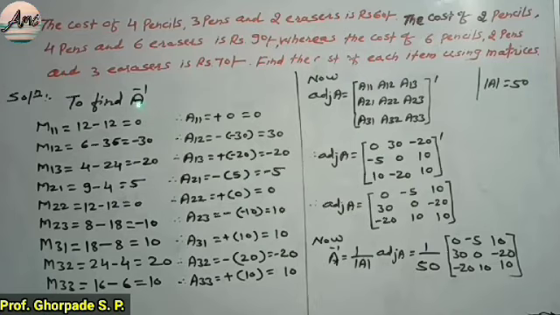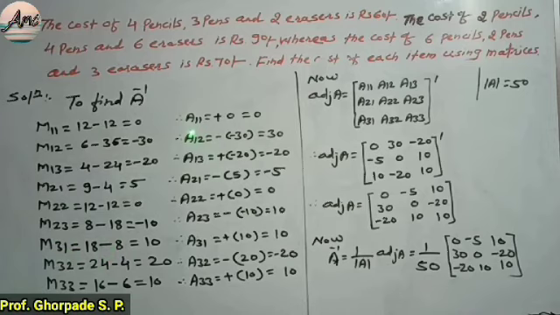Next we have to find A inverse by using the adjoint method. To find A inverse, let us write down the minor of each element of the determinant of the given matrix. So M11 is 0, M12 is minus 30, M13 is minus 20, M21 is 5, M22 is 0, M23 is minus 10, M31 is 10, M32 is 20, M33 is 10. Once after getting the minors, we can write down the cofactors.